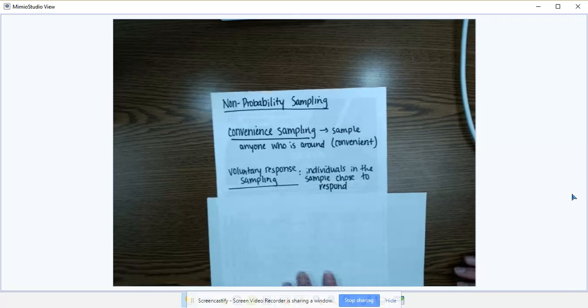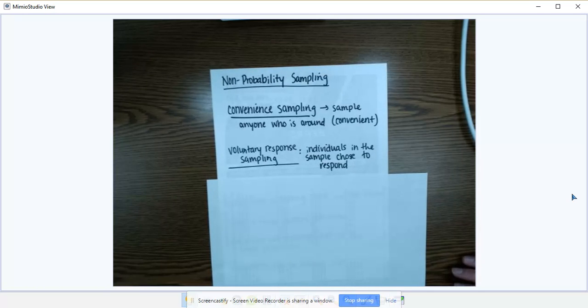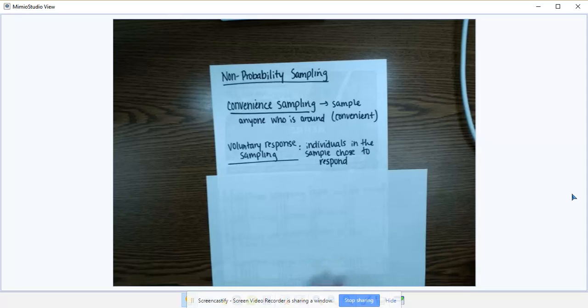There's also the voluntary response sample, which is what we talked about at the beginning when we described our population and our sample. So voluntary response is just people choose whether they're going to respond. So if you're sent a survey in the mail or your email, do you respond or not? That would be voluntary response.